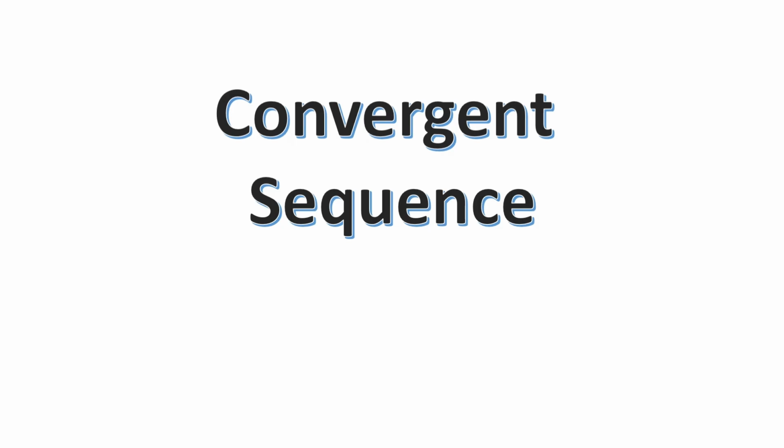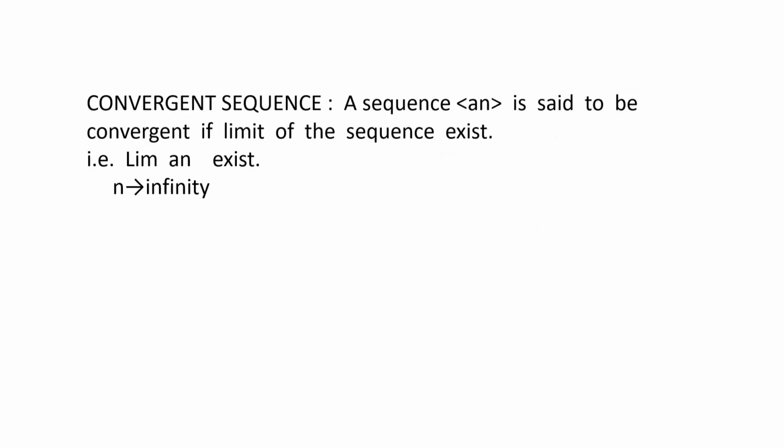Today we will discuss convergent sequences. First of all, we will see what a convergent sequence is. A sequence an is said to be convergent if the limit of the sequence exists. If the limit as n tends to infinity of an exists, then the sequence is convergent.